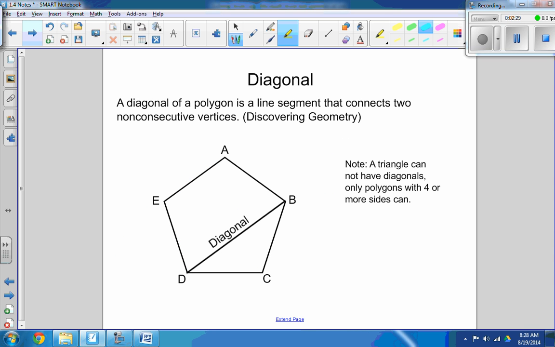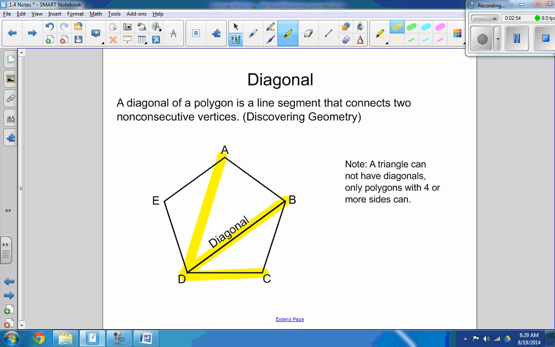The diagonal. The diagonal of a polygon is a line segment that connects two non-consecutive vertices. So you can see the diagonal connects D to B. I also could draw a diagonal going from D to A. This here is not a diagonal. That's called a side, D to C. Diagonals go to non-consecutive vertices.